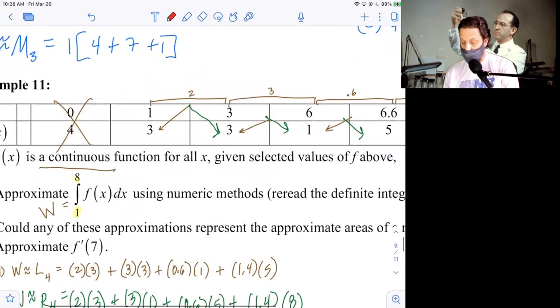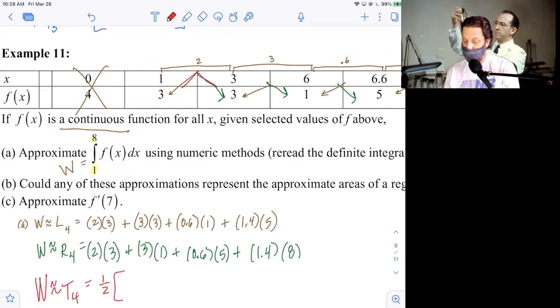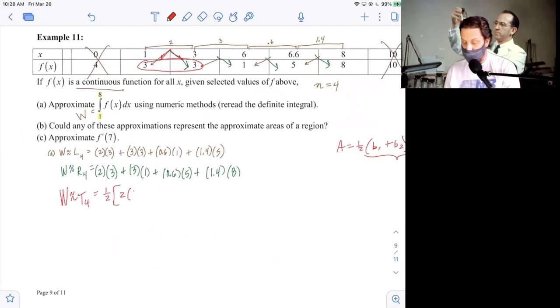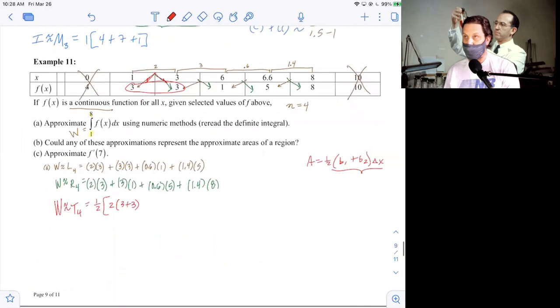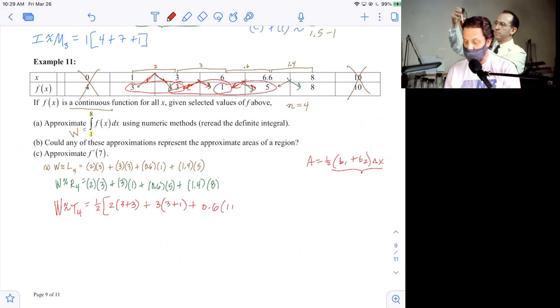So here we go. Our first two y values on either side of 2, it's going to be 3 plus 3. So if you want to put the 2 in front, you can. It's 2 times 3 plus 3, or 3 plus 3 times 2. It doesn't matter. Plus the next width of 3 times the sum of the values on either side. That's 3 plus 1. Plus the next width of 0.6 times the sum of the two values on either side. That's 1 plus 5. Plus the last width of 1.4 times the sum of those two y values on either side, 5 plus 8. Close the brackets, okay?